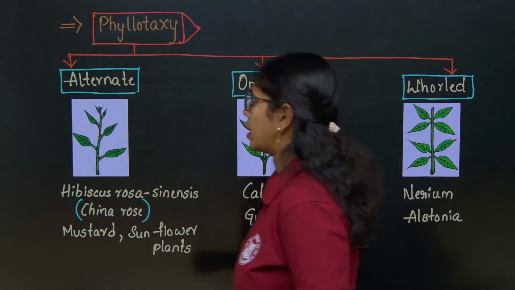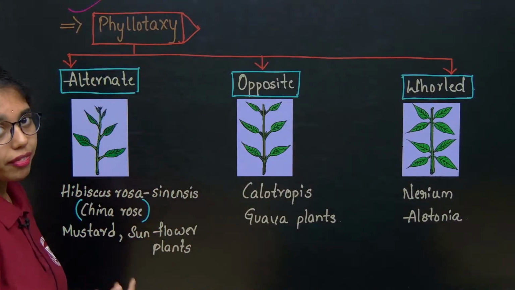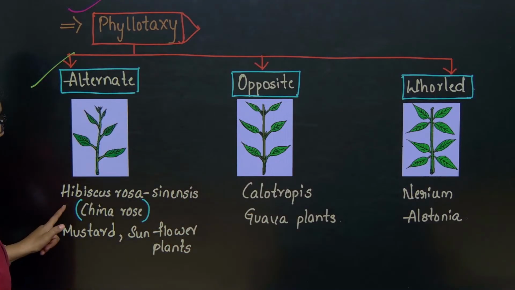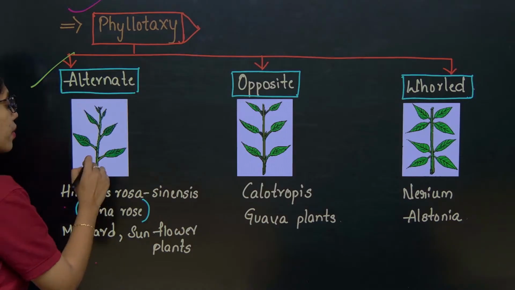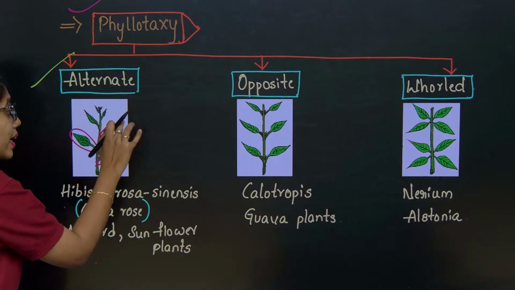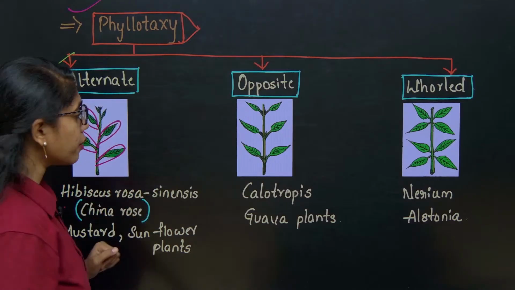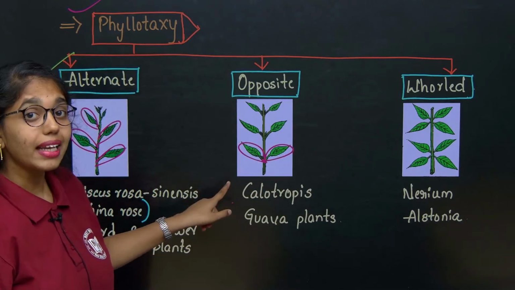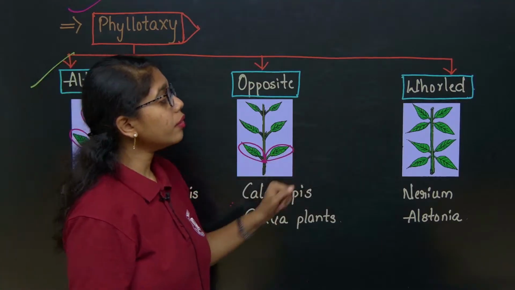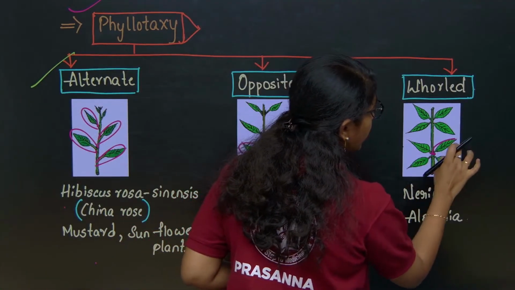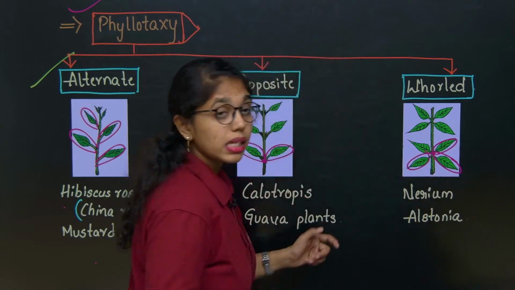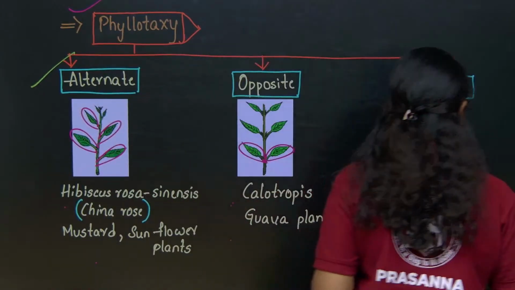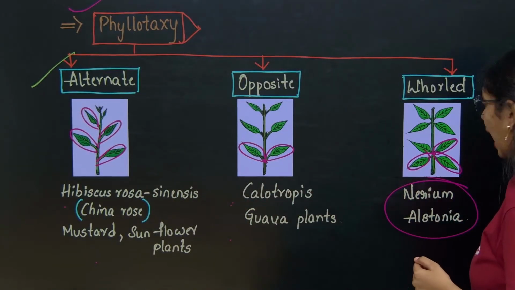Arrangement of leaves on the axis is called phyllotaxy. Alternate pattern you can observe in China rose, mustard and sunflower, where only one leaf is present at each node. Opposite, at each node you can observe two leaves. Best examples are Calotropis and Guava. Whorled phyllotaxy, from a single node you can observe more than two leaves. Best examples include Nerium and Alstonia. You have to remember all the examples, highly important.